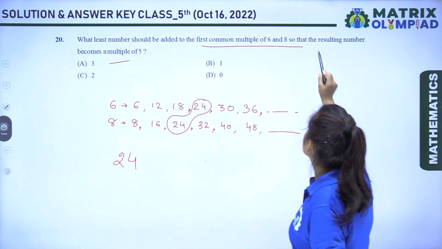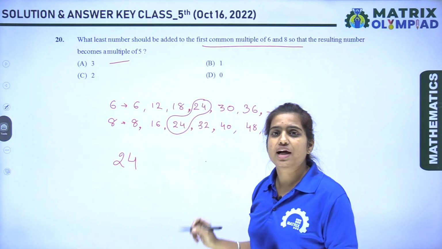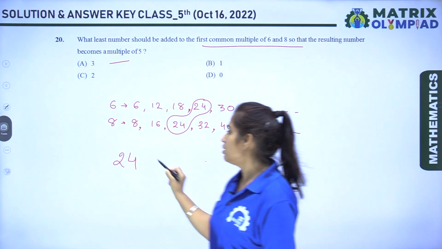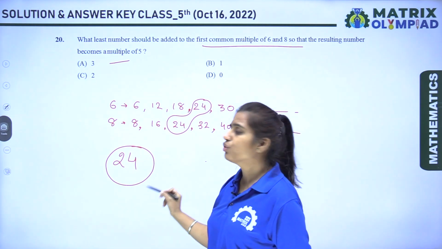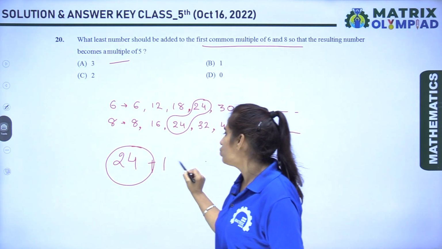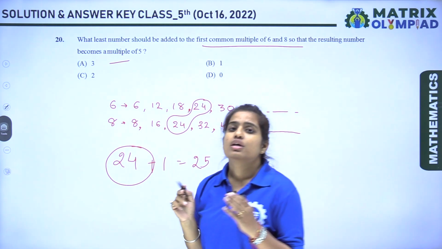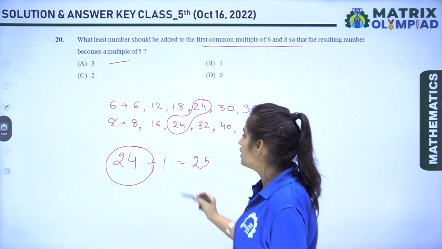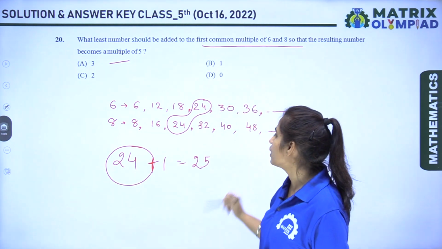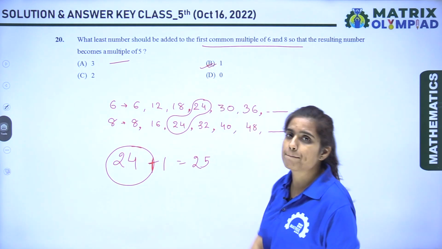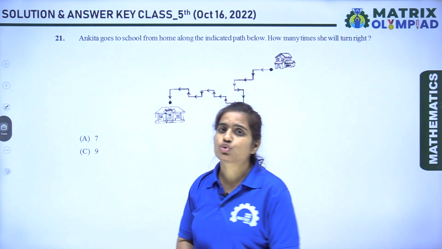Now what we have to do, so that the resulting number becomes a multiple of 5, we have to add a number in such a way that this number will become the multiple of 5. So here in this 24 we are going to add 1 so that it will become 25, as 25 is the multiple of 5. So the least number that is to be added in 24 is 1. So according to the options we have B the correct answer. Now let's begin with the next question, that is 21.